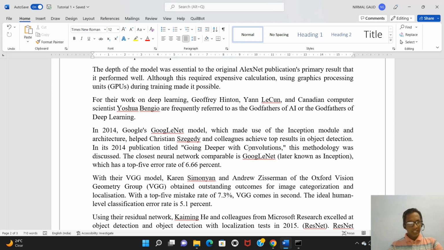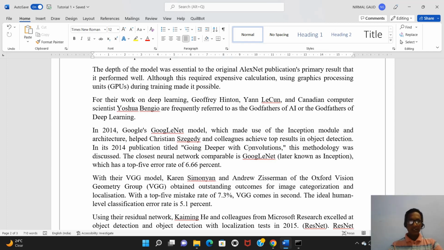Next came the VGG model, that is Visual Geometry Group. Another pair of scientists, Karen and Andrew from Oxford, worked on VGG. They performed image categorization, or classification, and localization, and here the error rate was 7.3%.